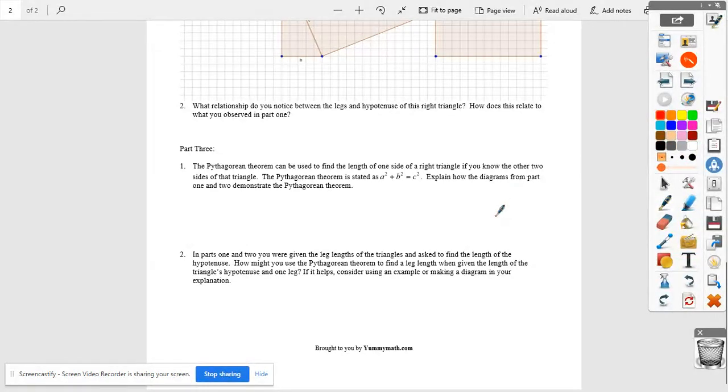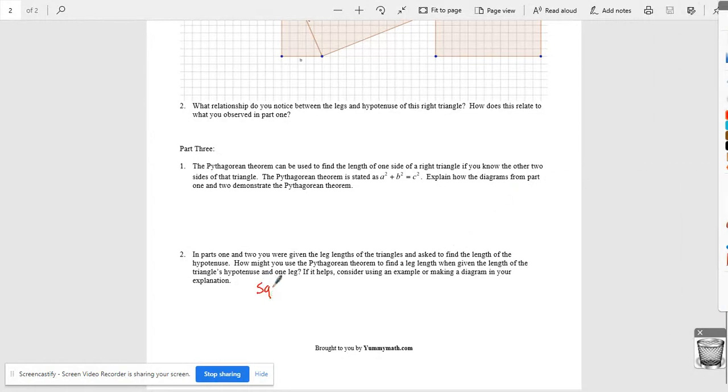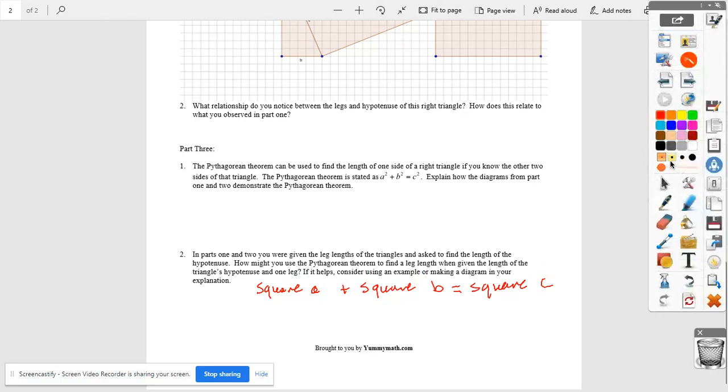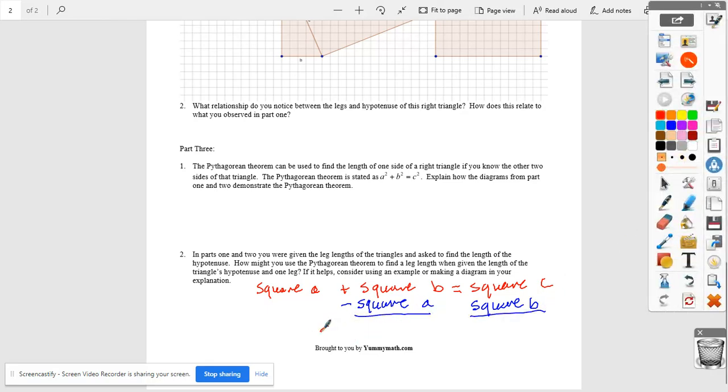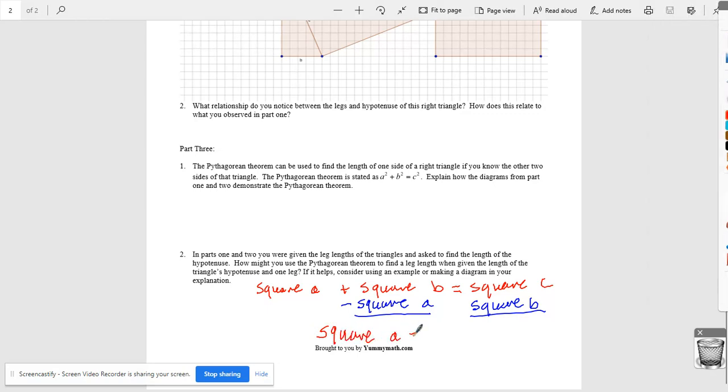Well, we've said earlier that square of A plus the square of B is equal to square C. Well, if we know square B and square C but don't know square A, we can just solve this equation, literally solve it for square A and subtract square B from both sides, which will give us square A is equal to square C minus square B.